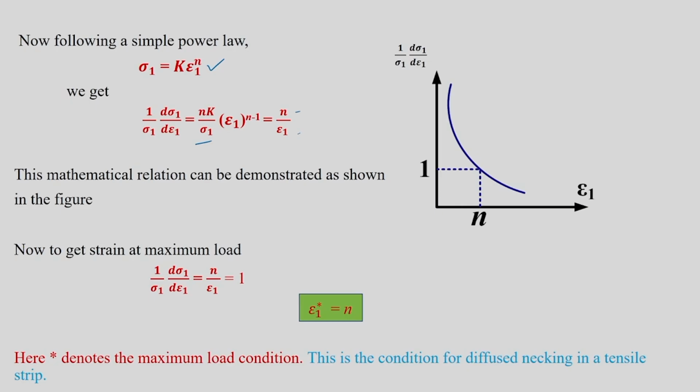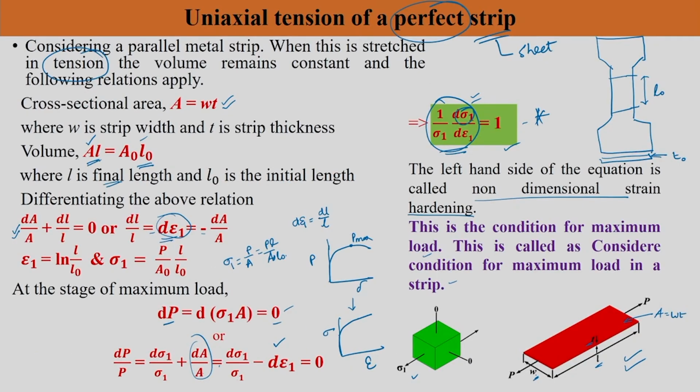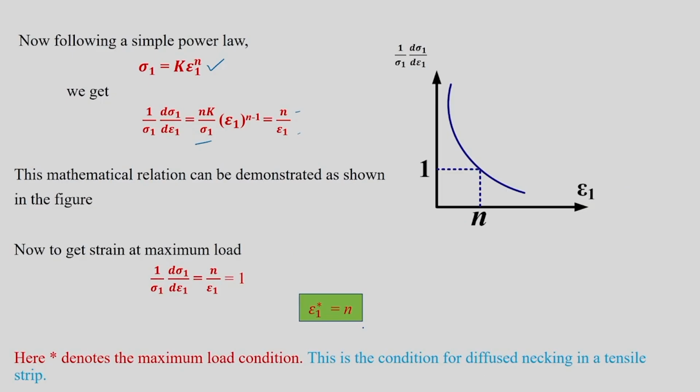Before we get to that, this particular situation can be described by this graph which I was just explaining. So you draw a graph between 1 by sigma 1 d sigma 1 by d epsilon 1 with respect to epsilon 1. If you plot that, you will see the left hand side of that equation will decay or decrease in this manner.